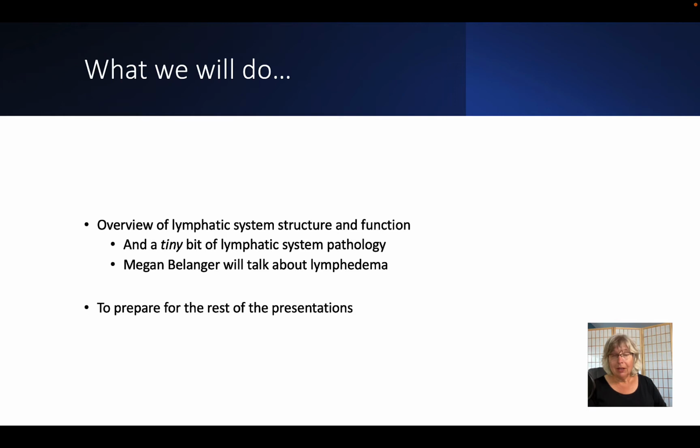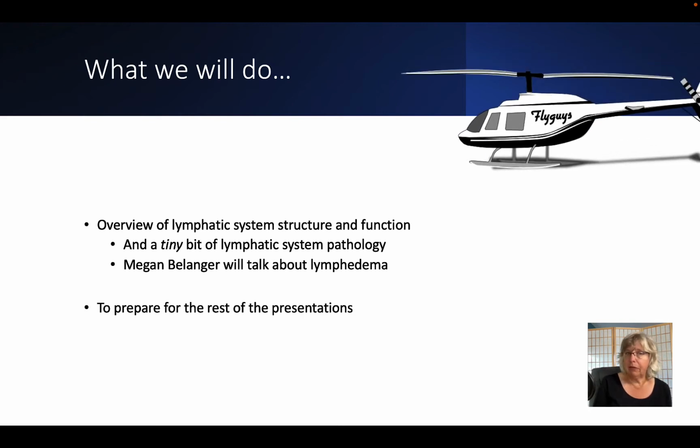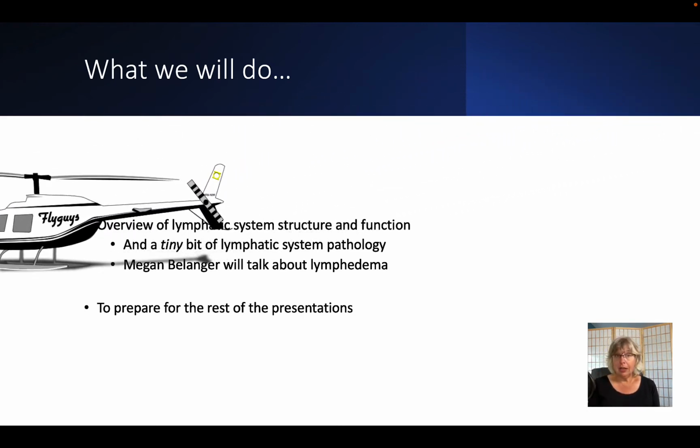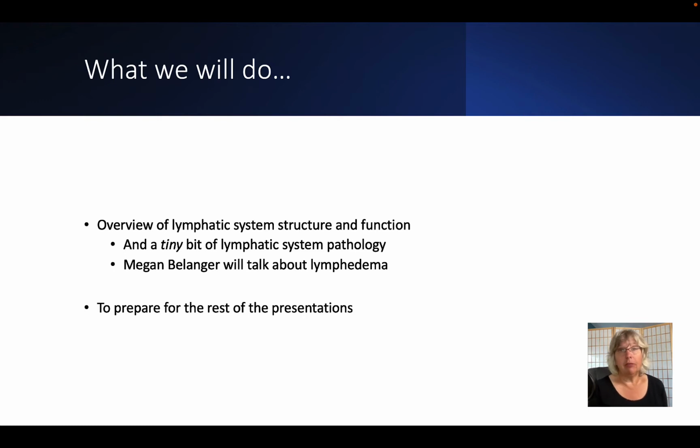So here's our plan. We're going to do an overview, sort of a helicopter flyby of lymphatic system structure and function, with a tiny bit of information about lymphatic system pathology. But we wanted to put some special focus on the lymphatic system problem or dysfunction called lymphedema. Megan Belanger is a lymphedema specialist, so she was much more qualified to bring that part of our presentation than I am, and I'm very, very grateful for her being part of this. Again, our purpose is to help you be prepared for the rest of the presentations in this wonderful continuing education event.